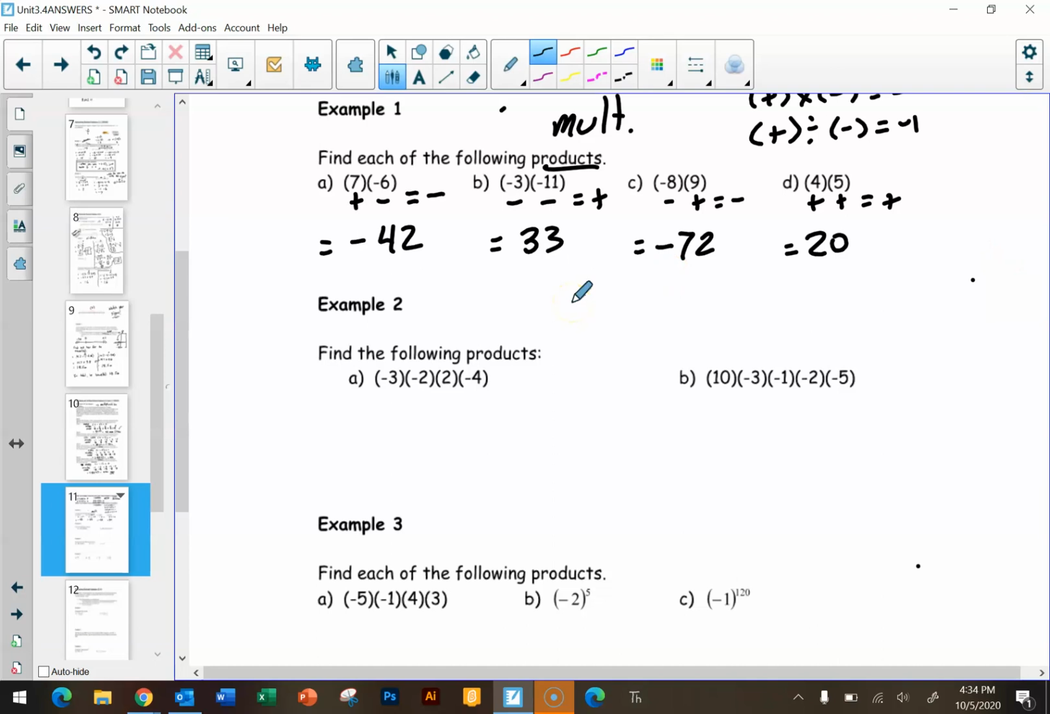All right, now let's look at some more products. In this case, we've got a negative times a positive times a negative. If it's all straight multiplication, you really just have to count the signs.